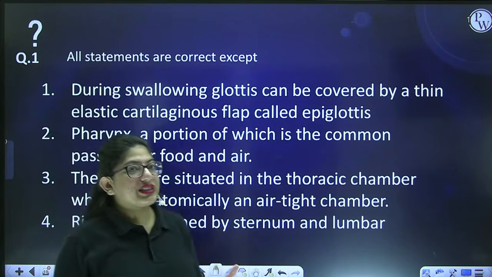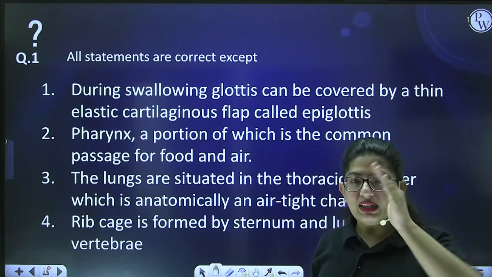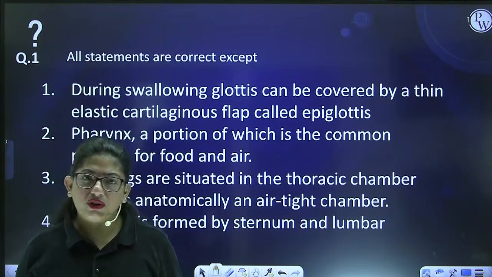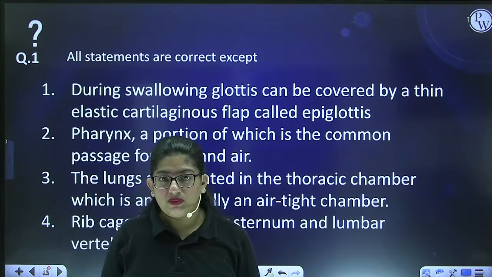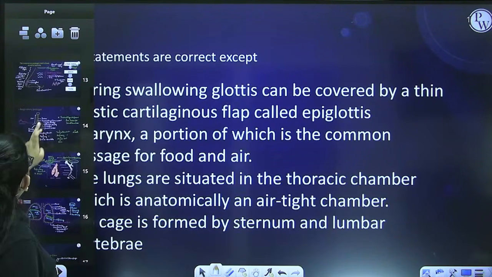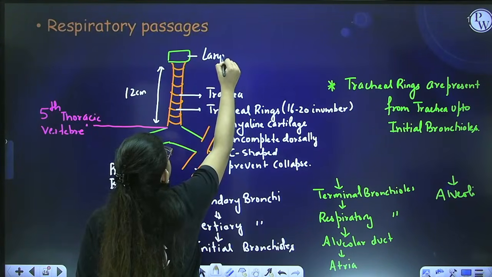So in the previous class, we have done that epiglottis is a cartilaginous flap-like structure, and that belongs to which part? Larynx. So that's why I have not repeated it in this class, because we have already done it in the digestion part. Okay. So this is a larynx, guys. Yes. If you can see here, this is the larynx, your voice box.